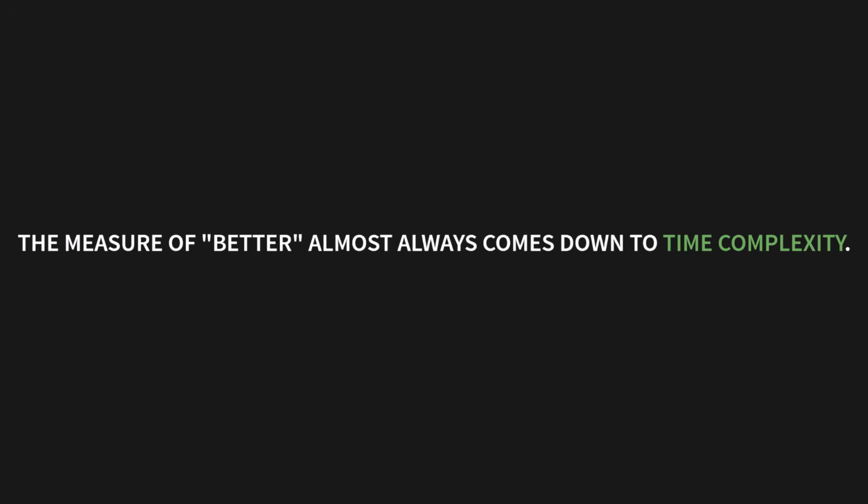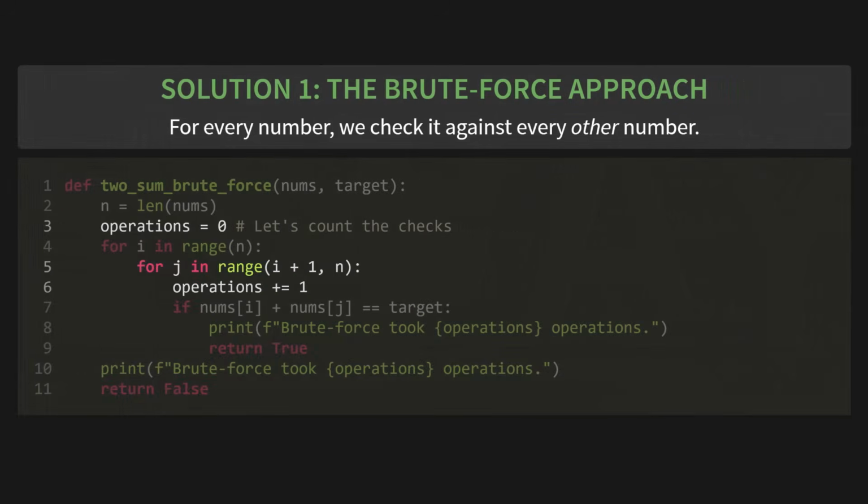So let's look at solution 1, the brute force approach. The idea here is simple. For every number, we check it against every other number. We can see the code here. def two_sum_brute_force. Inside, we've got our counter for operations, and then the main part, a for i loop with a nested for j loop inside it. That's where we do the check. If nums[i] + nums[j] equals target.